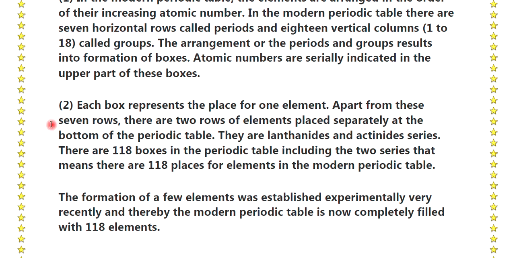Apart from these 7 rows, there are 2 rows of elements placed separately at the bottom of the periodic table. They are the lanthanide and actinide series. There are 118 boxes in the periodic table, including the 2 series. That means there are 118 places for elements in the modern periodic table. The formation of a few elements was established experimentally very recently, and thereby the modern periodic table is now completely filled with 118 elements.